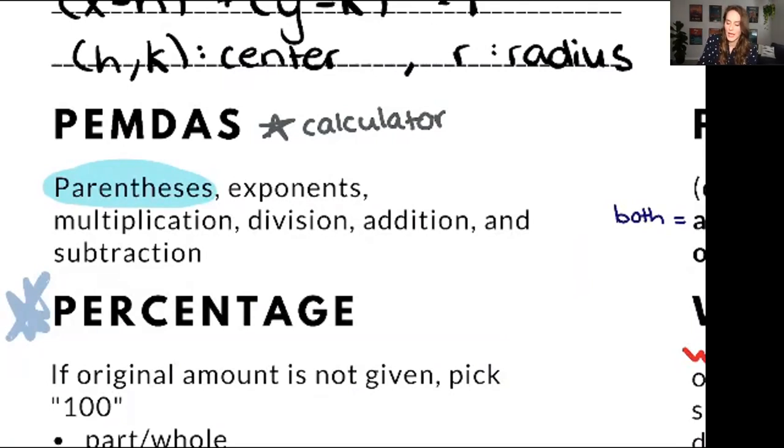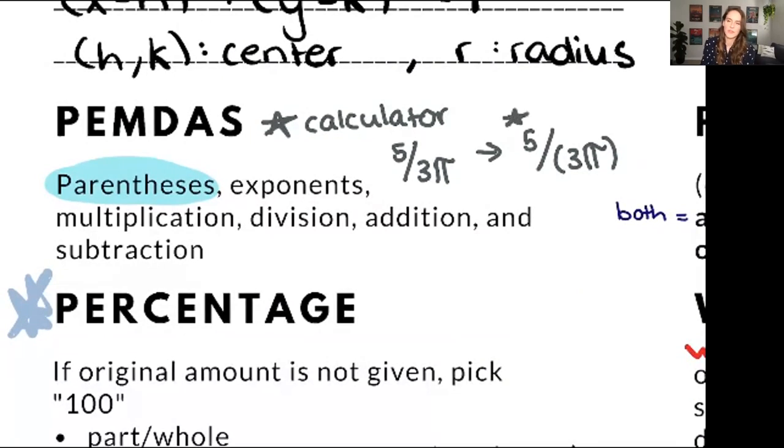So let's say I want to find what is 5 divided by 3 pi. I would not just put it in the calculator like that. I would put in 5 divided by, open parentheses, 3 pi. And if you want to try that out, you'll see that you only get the right answer for the second method. Your calculator does not know what to do unless you tell it what to do. And one of the ways you tell it, hey, use PEMDAS, is by using those parentheses.